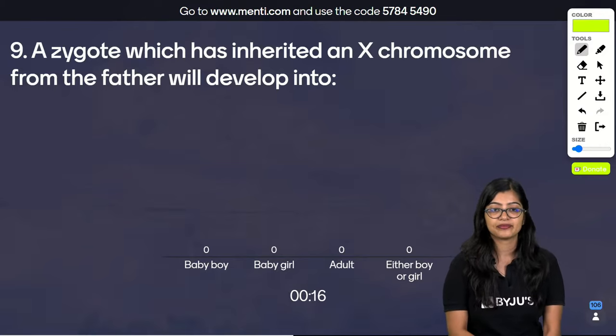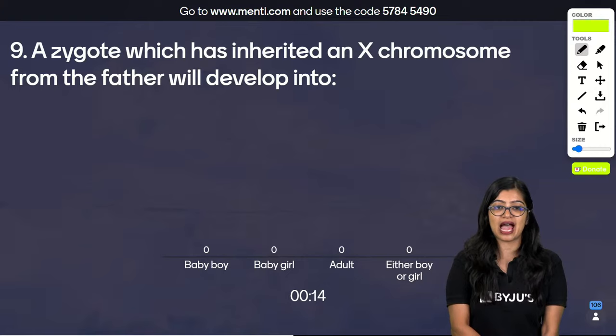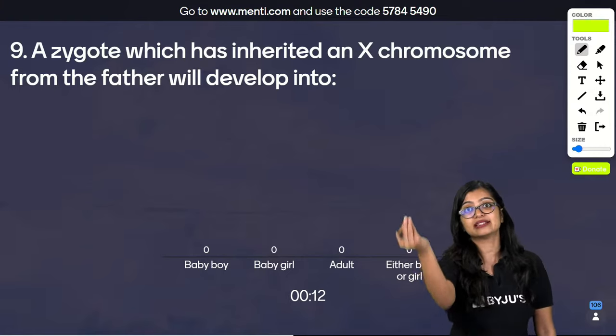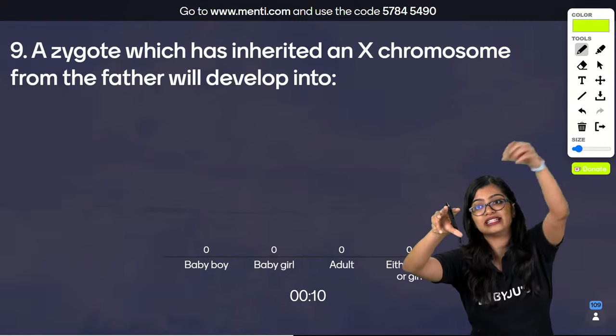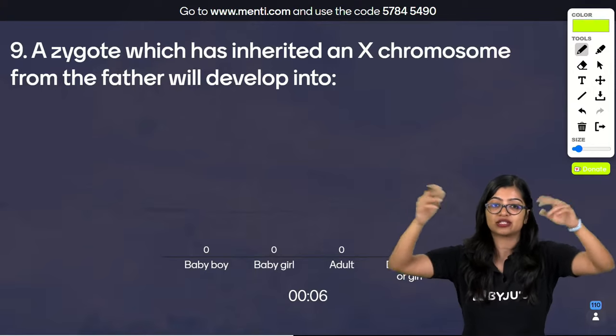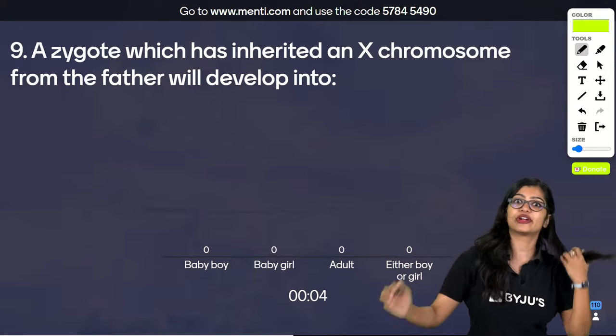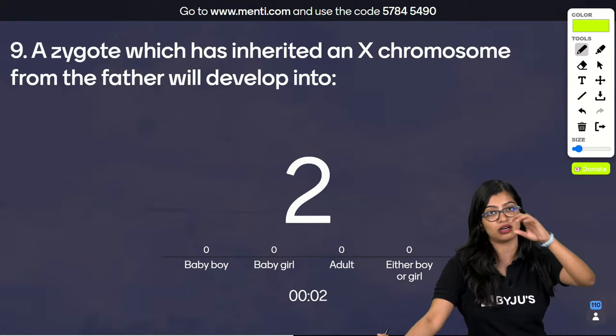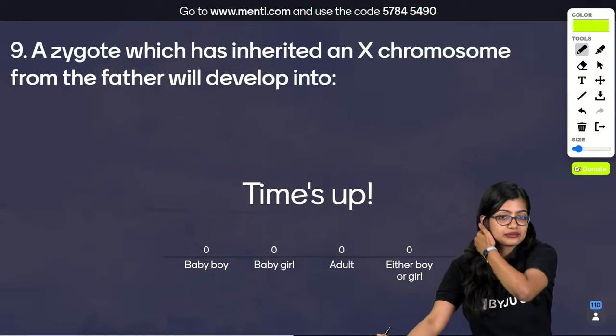What will it be? Ma'am, what is the difference between gamete, gene and allele? Gamete is the sex cell. Gene is present inside the gamete that codes for a character. Alternative forms of it is what you call the allele.